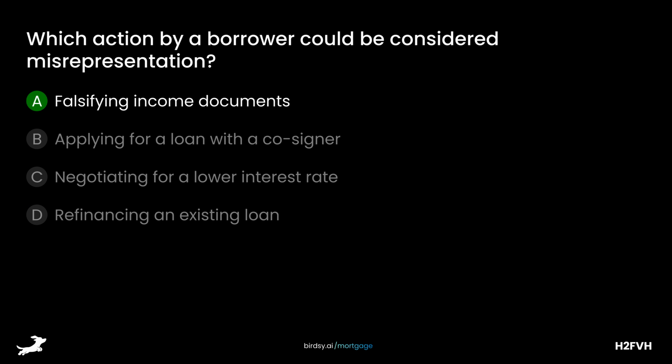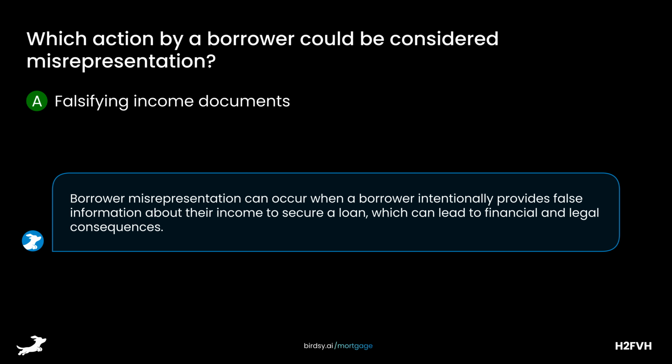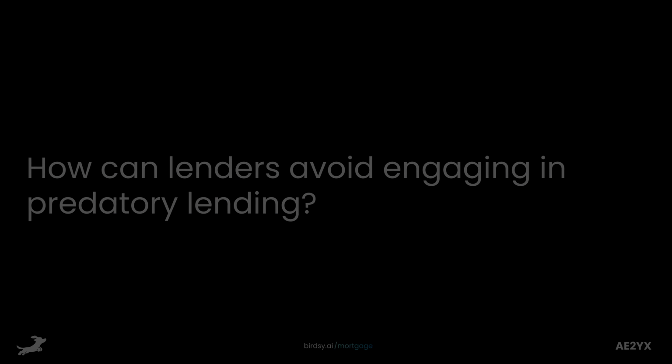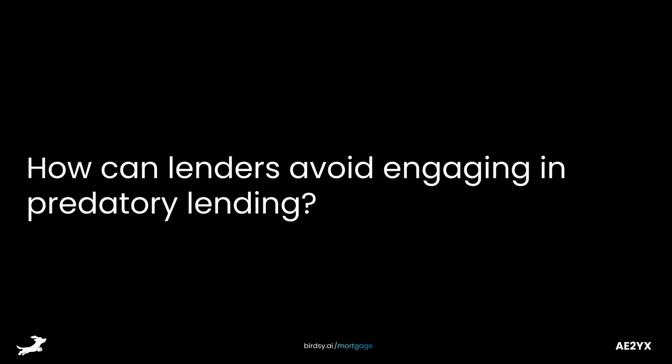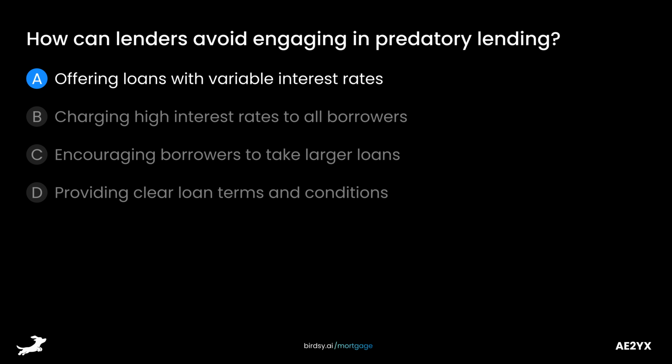The answer is A, falsifying income documents. Borrower misrepresentation can occur when a borrower intentionally provides false information about their income to secure a loan, which can lead to financial and legal consequences. How can lenders avoid engaging in predatory lending? Is it A, offering loans with variable interest rates? B, charging high interest rates to all borrowers? C, encouraging borrowers to take larger loans? Or D, providing clear loan terms and conditions.